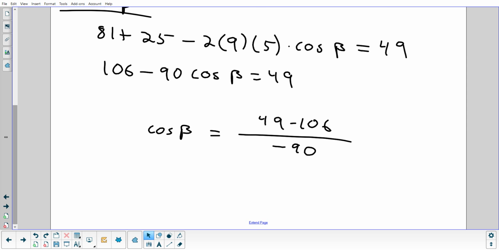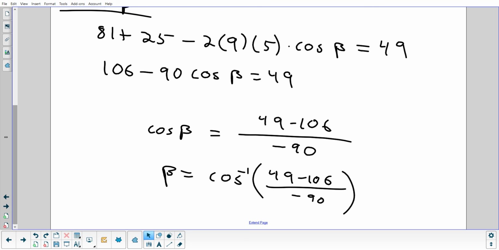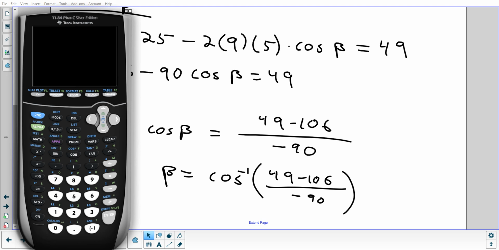So I subtract the 106, divide by the -90. And what's my last step? Inverse cosine. So you can see you can really reduce the amount of writing in this problem if you combine some steps. If you don't want to, you don't have to. Alright, we'll see what we get.